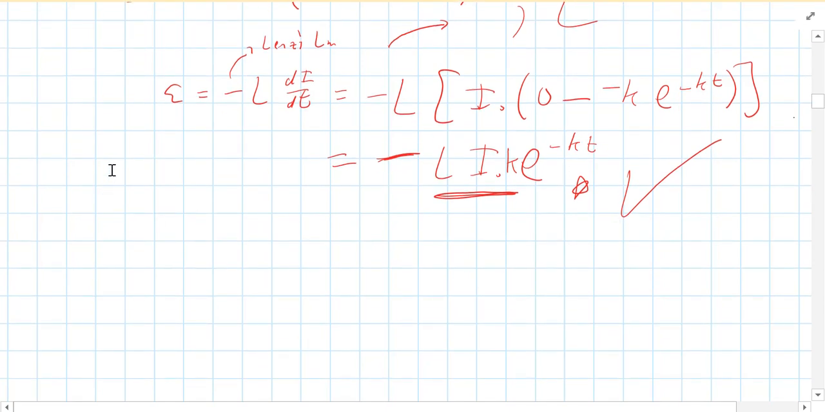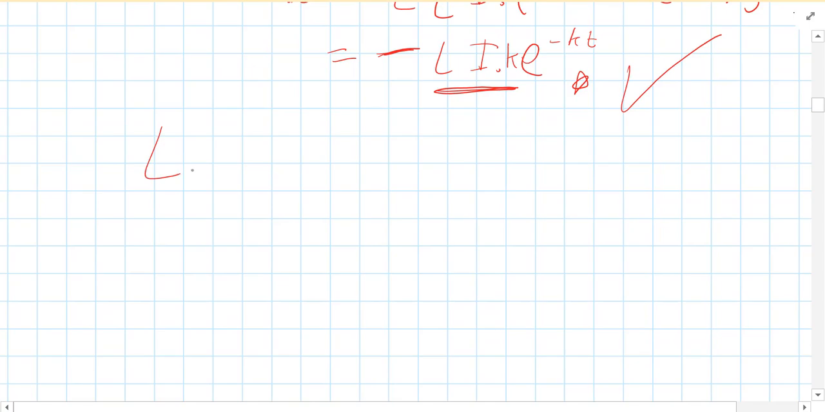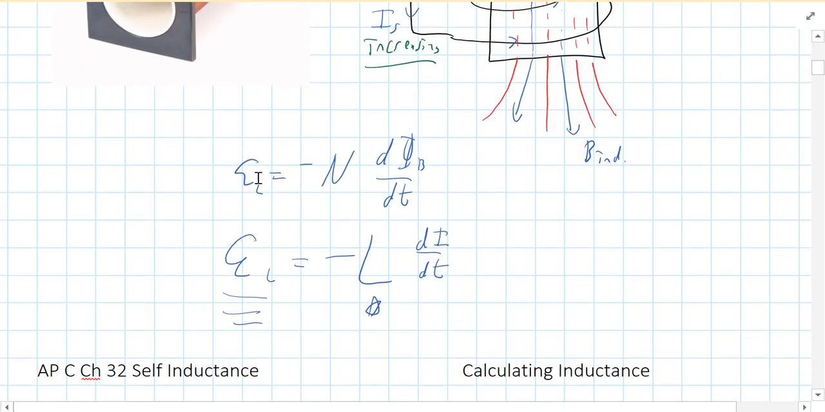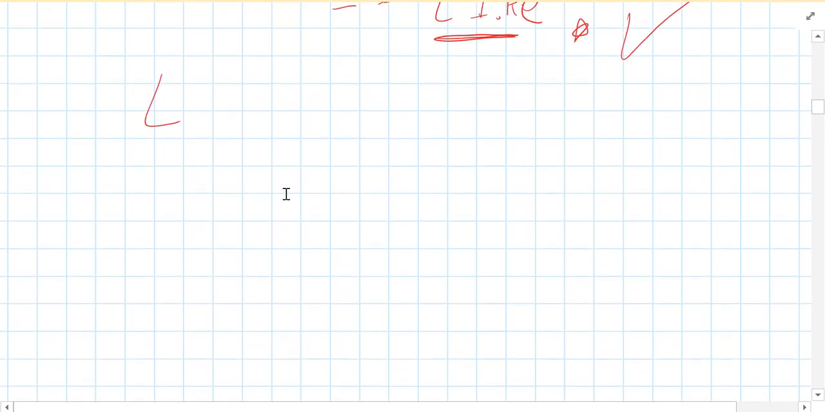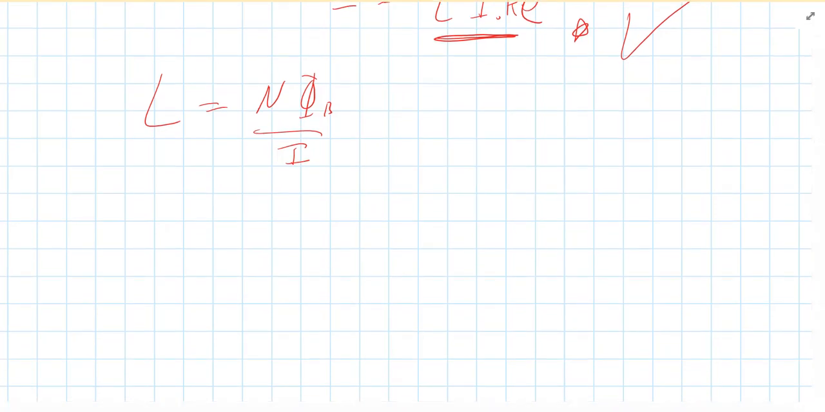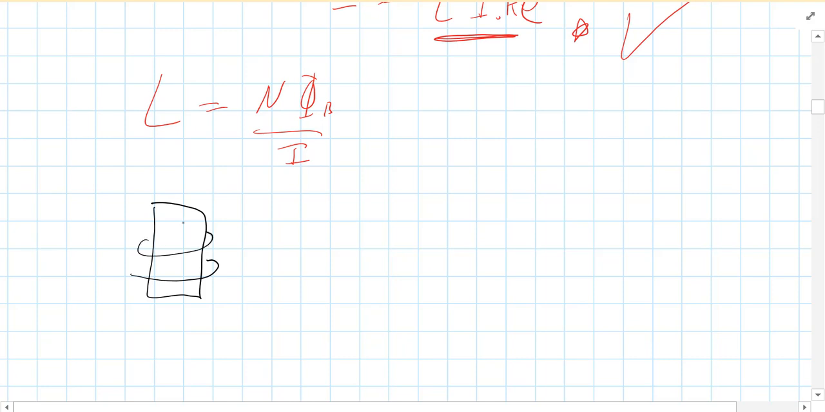All right, now let's calculate the L of a solenoid like this one here. What's the inductance of that? L is equal to N times magnetic flux over I. Now, for the solenoid, I'll re-sketch this real simple. Here's our solenoid, and we'll draw a couple turns there. So what's the inductance of that solenoid?